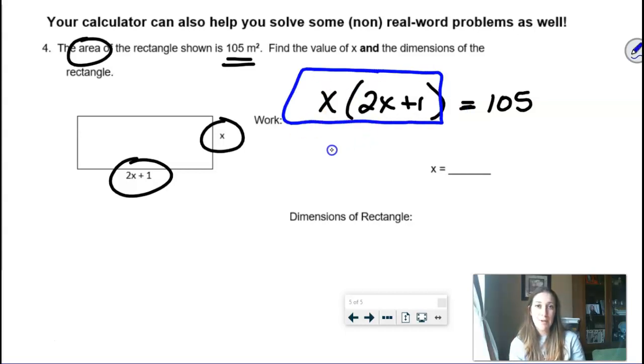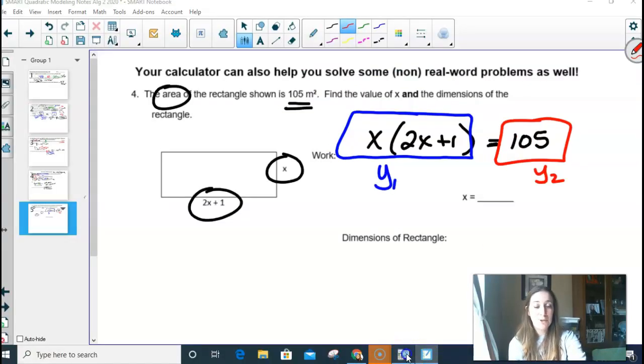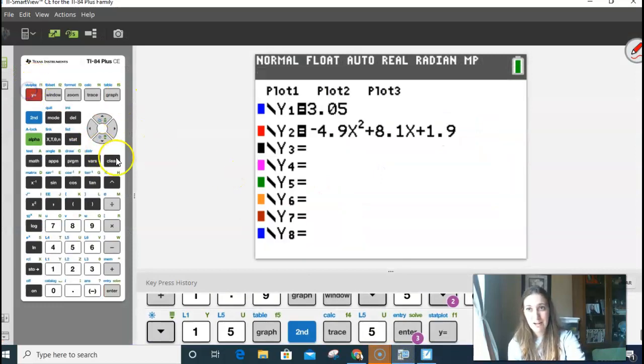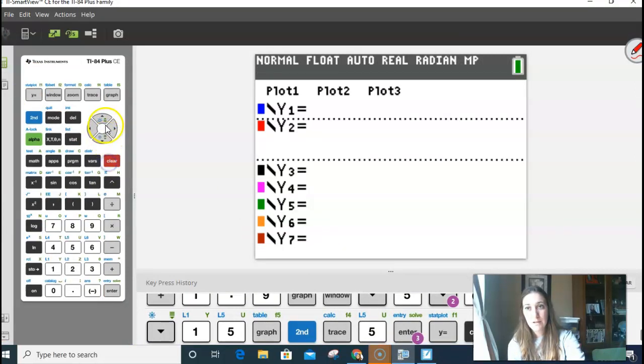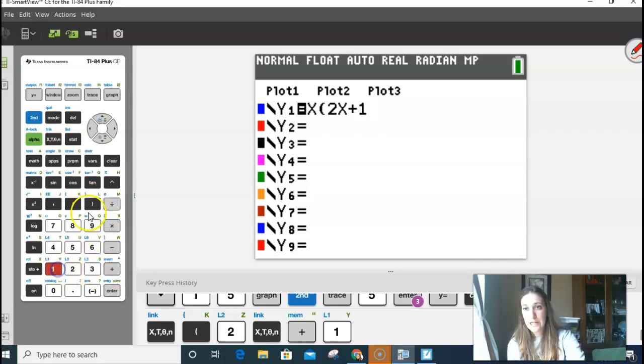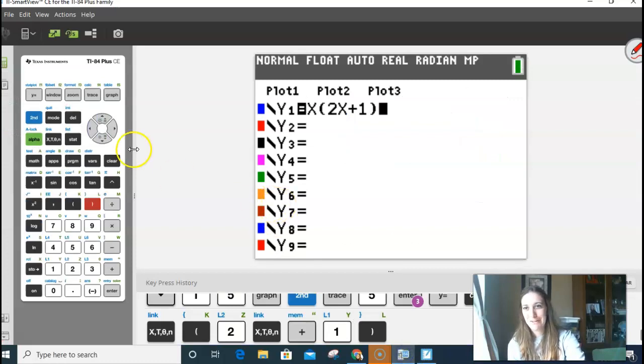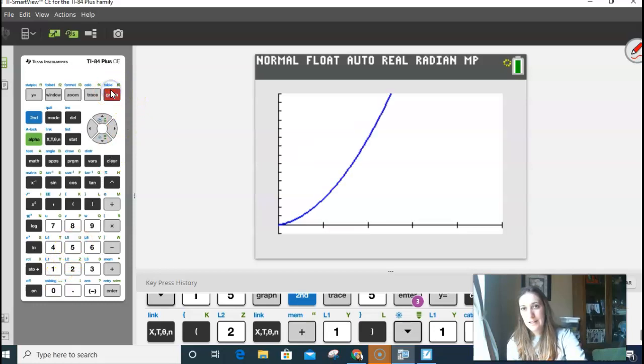Just like we did on the basketball problem, we're going to type one side of the equation into y1 and the other side of the equation into y2, and we're just going to see where they intersect. It's going to be great. You do have to play with the window a little bit. That is the drawback to using your calculator always. I already forgot the problem. I think it was x times 2x plus 1. I'll check, don't worry. If it's wrong, you're all screaming at me, I know. Okay, and then it equals 105. So on y2, I'll put 105. I thought I'd take a shot and see if it worked.